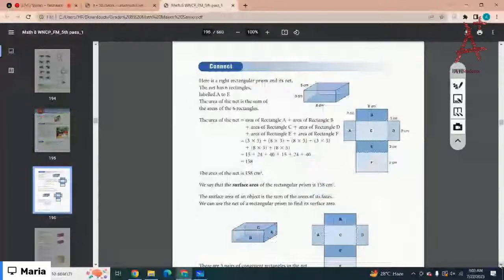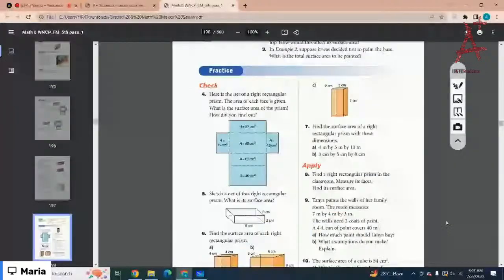Let's start with question number 4. Here is the net of a right rectangular prism. The area of each face is given. What is the surface area of the prism? How do you find it? You are given the area of all the faces, so you have to calculate the surface area of the prism. To calculate the surface area of the prism, basically you have to add up all the area of every face. So you are already given the areas.